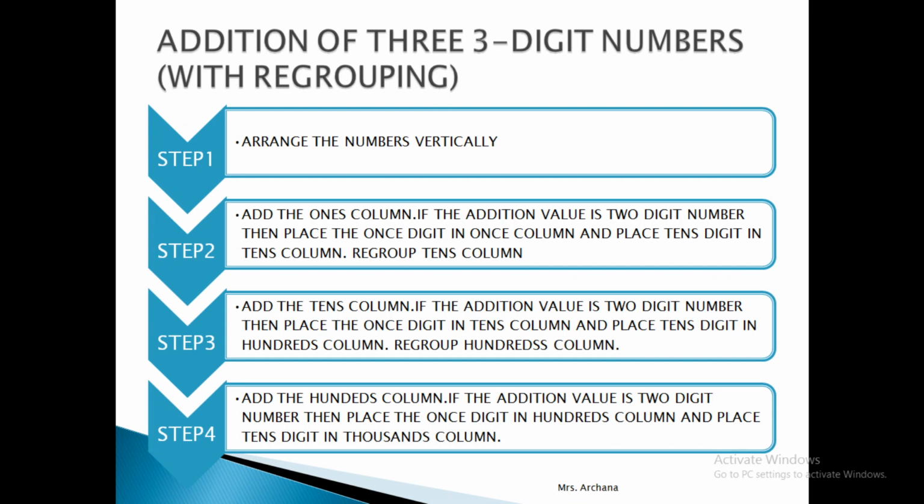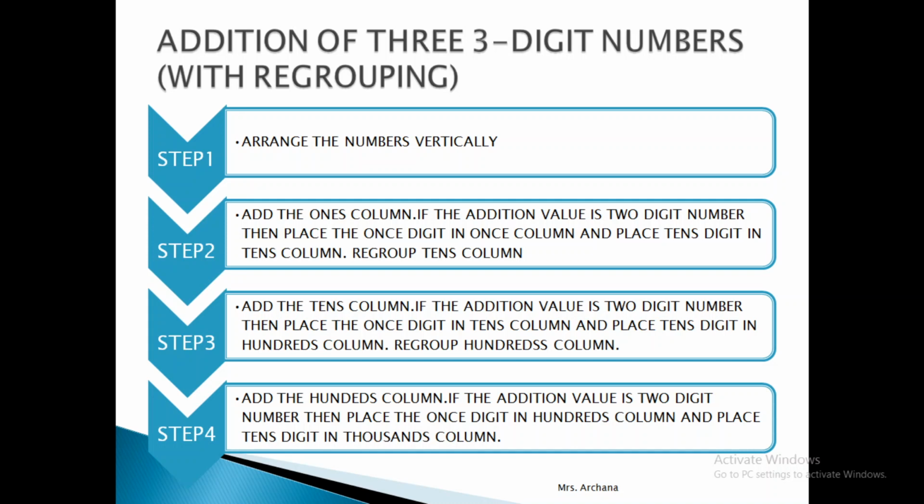Now, addition of 3 three-digit numbers with regrouping. First step is arrange the numbers vertically. Second step, add the ones column. If the addition value is a 2-digit number, then place the ones digit in the ones column and place the tens digit in the tens column and regroup the tens column.